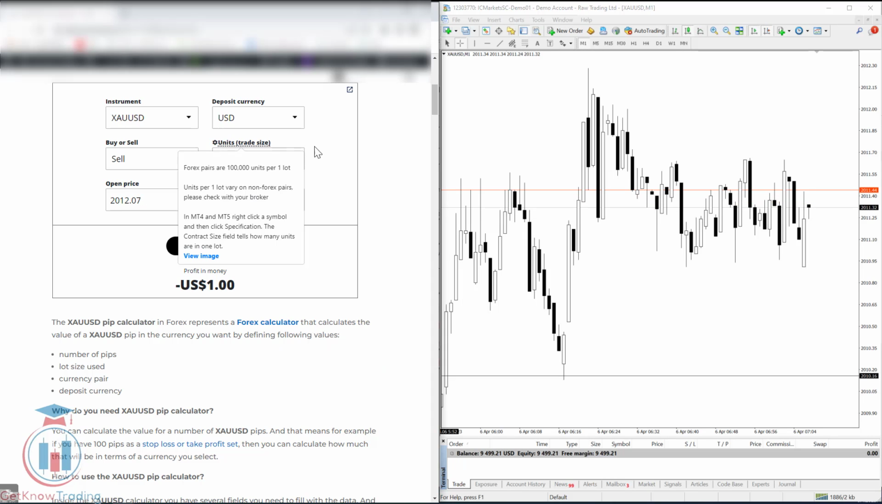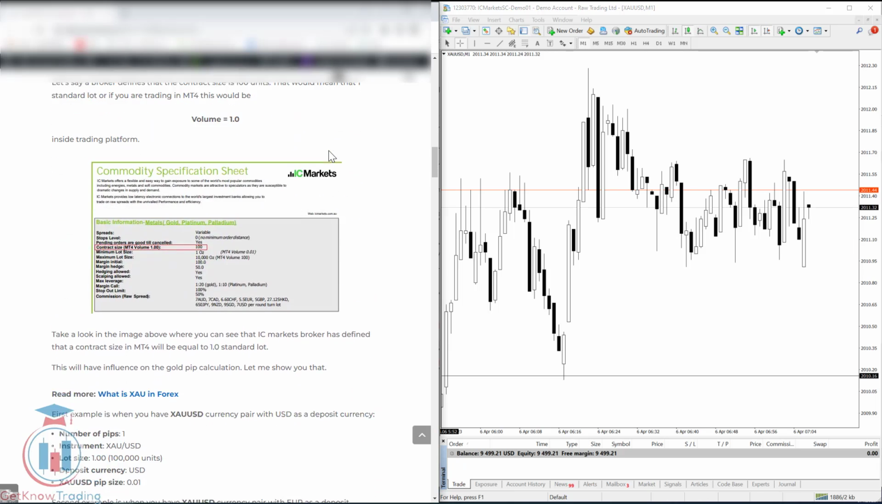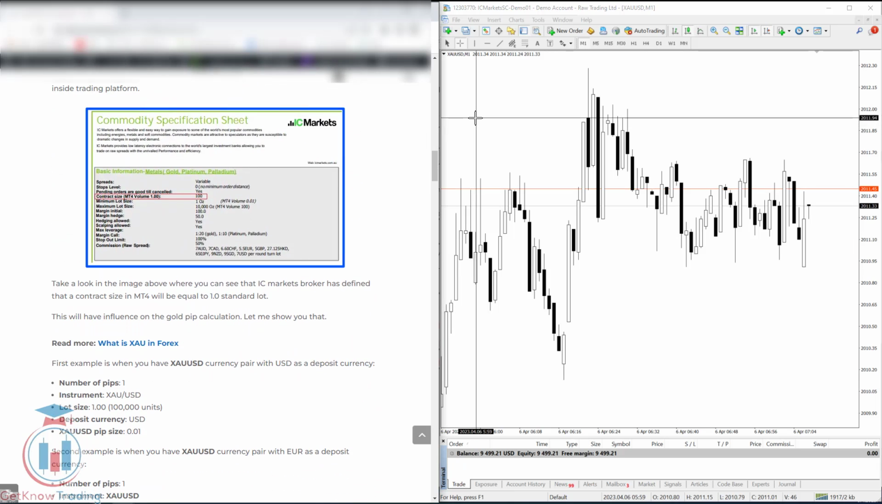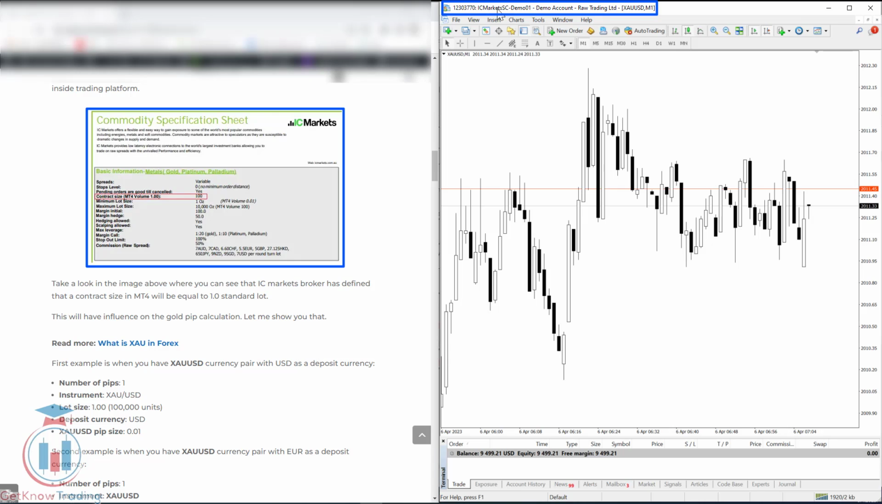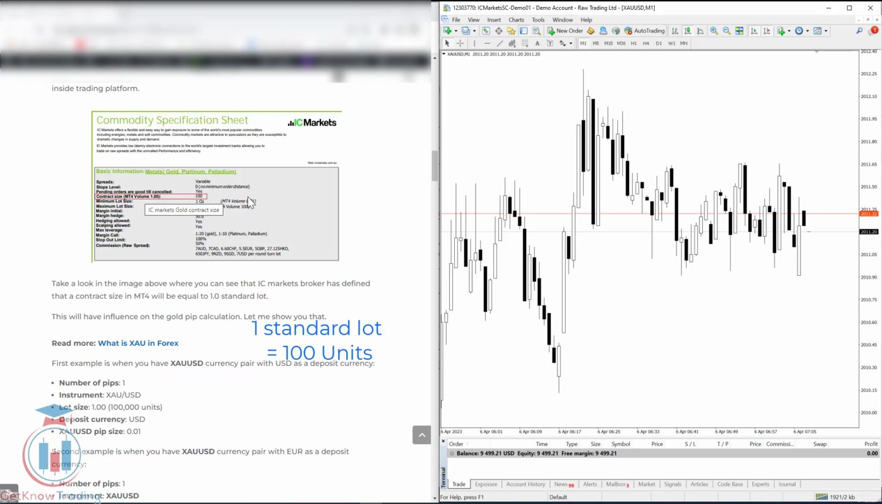But in case of commodities, you need to pay attention to how each broker defines one contract size. When you go below that, you can see that in case of IC Markets, which is my broker that I'm using, also on the MT4 trading platform, you need to see how they have defined the contract size in MT4 or MT5 or any trading platform. That is important because the volume that you set, in this case MT4 volume 1, which means one standard lot size, is equal to 100 units. It is not 100,000 units.